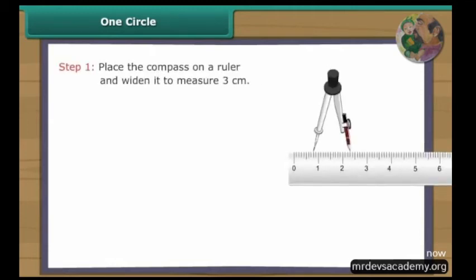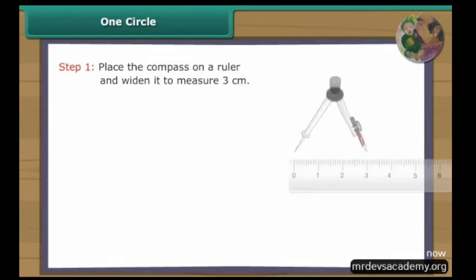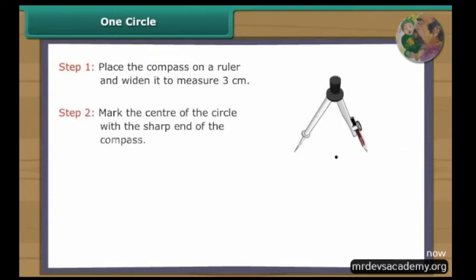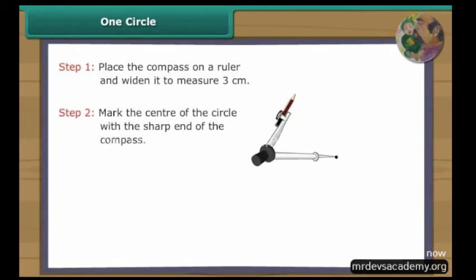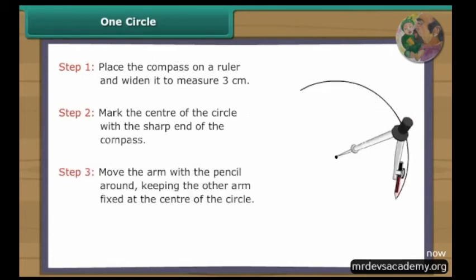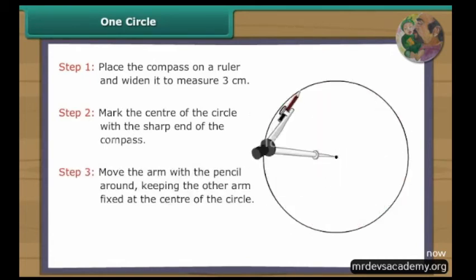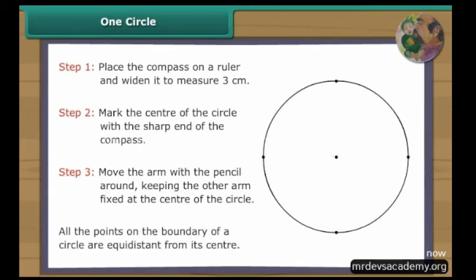One circle. Let us draw a circle with 3 centimeters radius. Place the compass on a ruler and widen it to measure 3 centimeters. Mark the center of the circle with the sharp end of the compass. Move the arm with the pencil around, keeping the other arm fixed at the center of the circle. The circle is formed. All the points on the boundary of a circle are equidistant from its center.